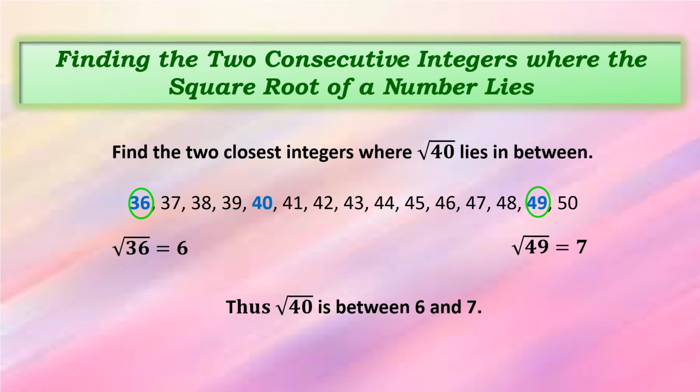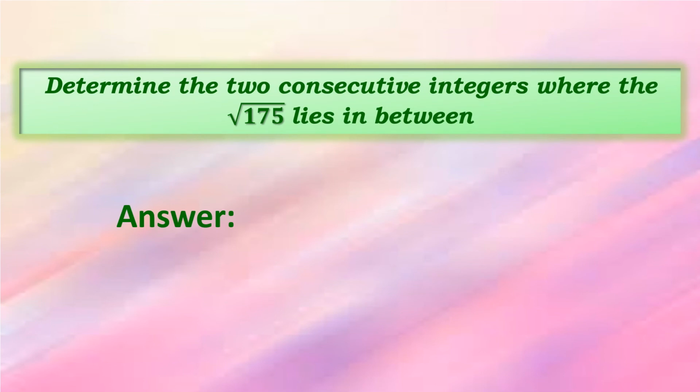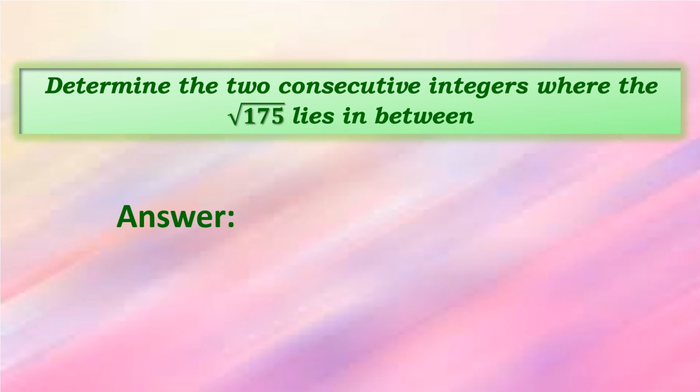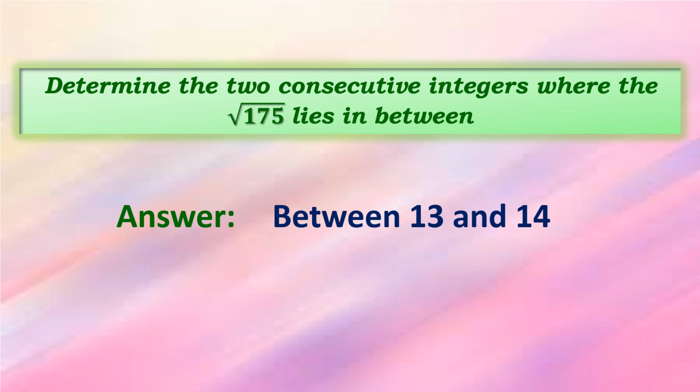It's your time to answer this. Determine the two consecutive integers where the square root of 175 lies in between. Timer! If your answer is between 13 and 14, your answer is correct.